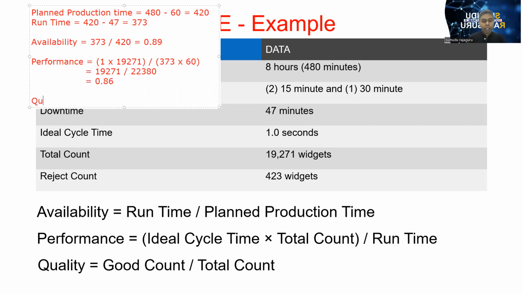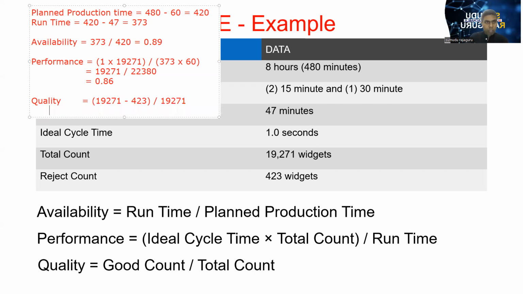Now we have to calculate the quality. Quality means good count divided by total count. So what is the good count? Total count is 19,271. There are 423 rejects, so we have to subtract 423. Then we can find the good count divided by total count. How much is the good count? 19,271 minus 423.